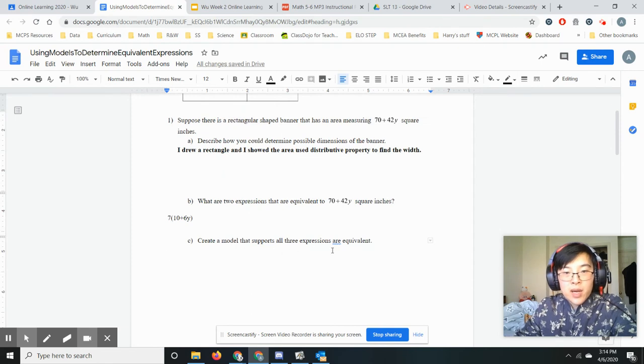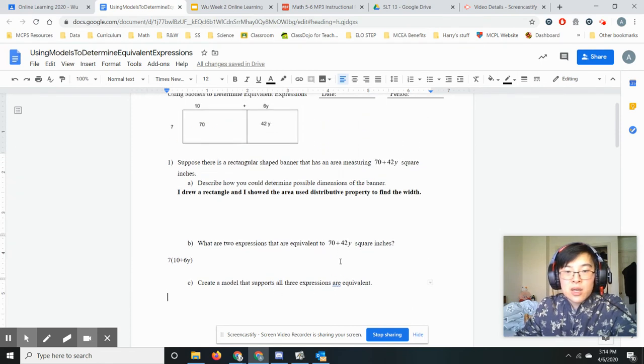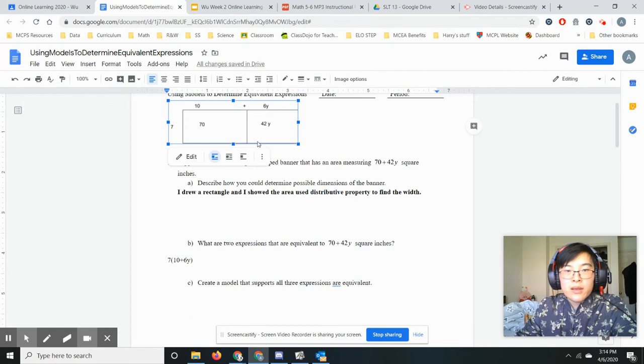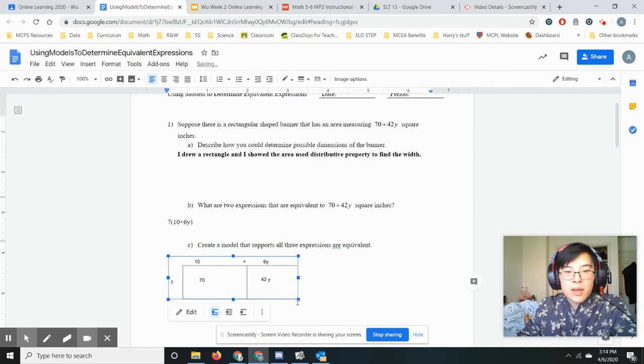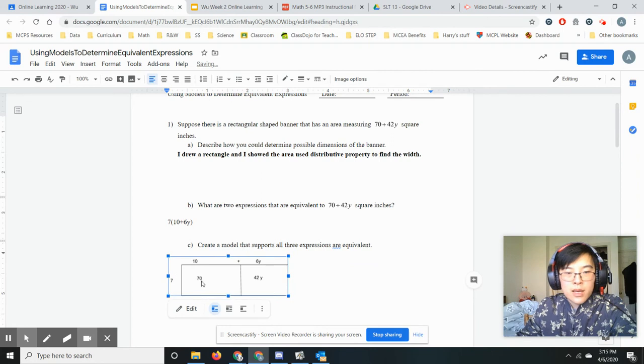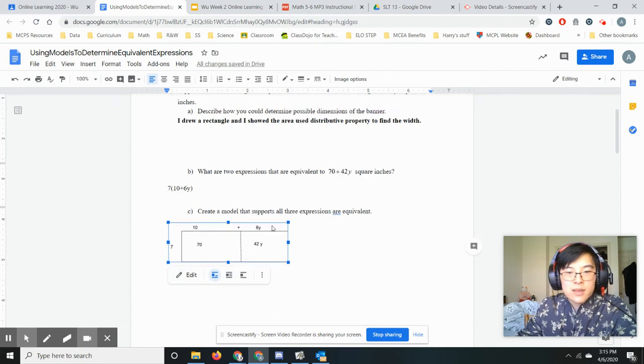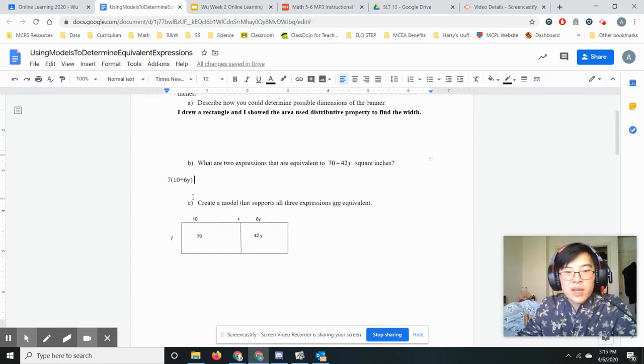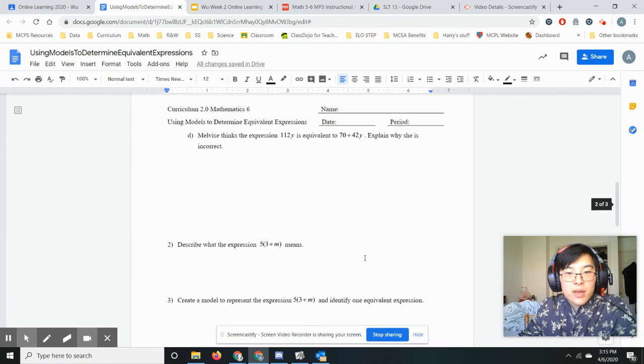All right, create a model that supports all three expressions are equivalent. Probably just copy and paste this over here, and probably make more. I know this inside is going to be the same for all three. So how can I edit this? It's going to be different depending on your equations, but you should all have the inside that's the same.